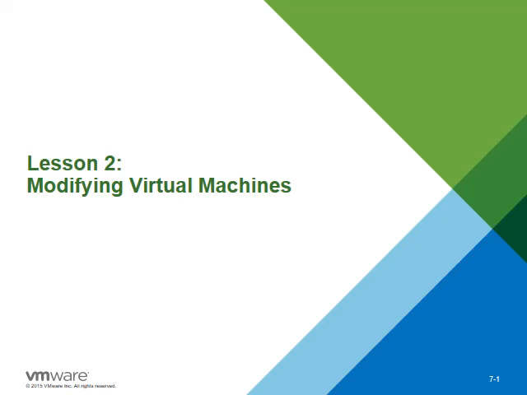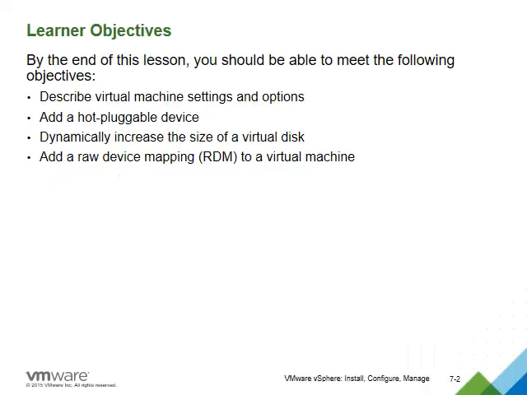Lesson 2, Modifying Virtual Machines. By the end of this lesson, you should be able to describe VM settings and options, add a hot pluggable device, dynamically increase the size of a virtual disk, and add a raw device mapping (RDM) to a virtual machine.